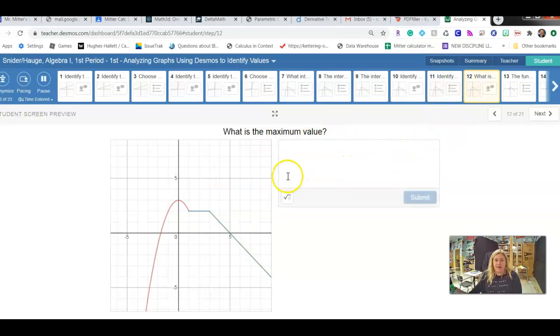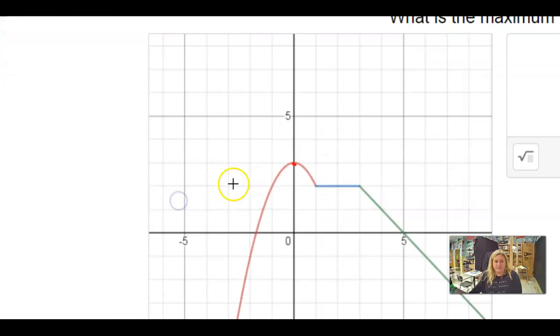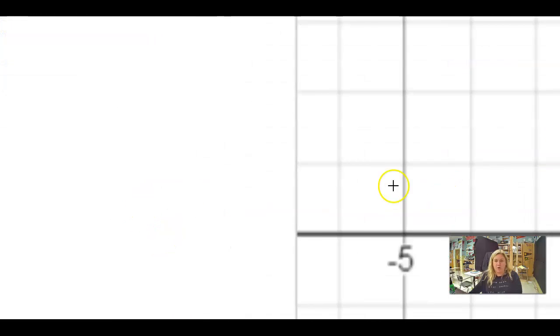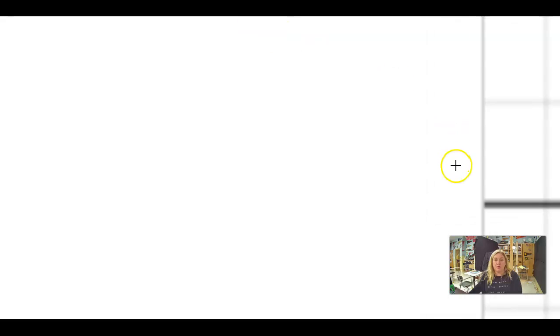What is the maximum value? This is where we have a lot of trouble, right? Everybody knows this is the max, right there. We have a lot of people who seem to be understanding that.